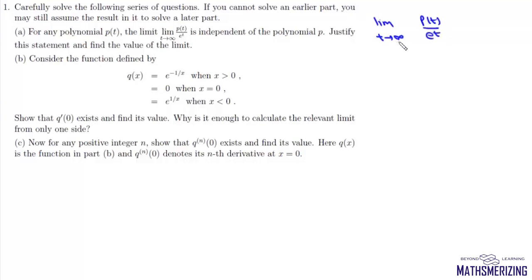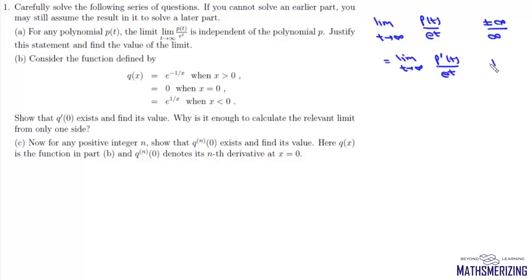Now if we put t as infinite, this numerator will be plus or minus infinite, and then e to the power infinite will be infinite. So when it is infinity upon infinity form, we can use L'Hopital's rule. And if we use L'Hopital's rule, we can write this as limit t tends to infinite p dash t upon e to the power t.